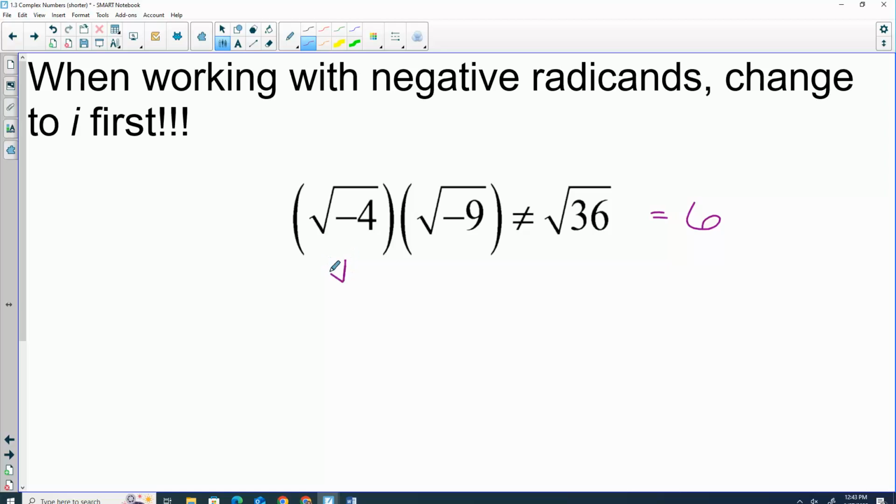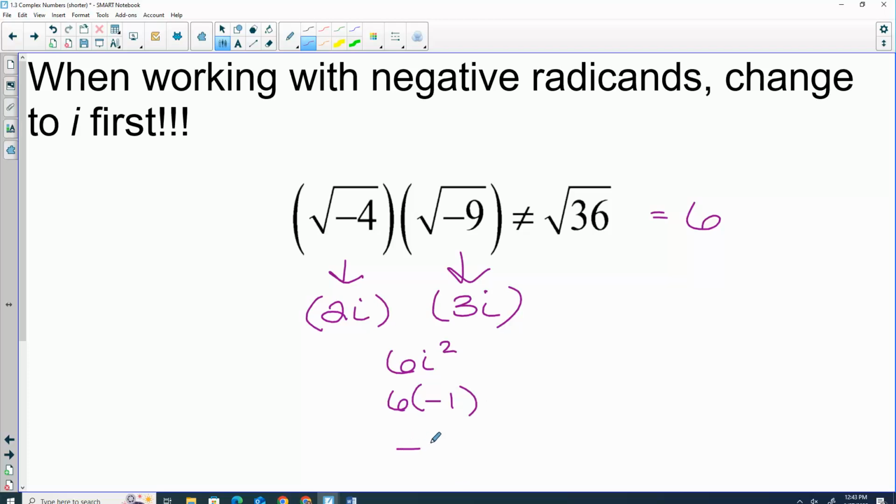If you broke these down, what is the square root of -4? 2i. What is the square root of -9? 3i. If you multiply those, what do you get? 6 i squared. And at the beginning I told you i squared is -1, and 6 times -1 is -6. So this is wrong. Take out the i before you multiply. Otherwise your signs will be off at the end.